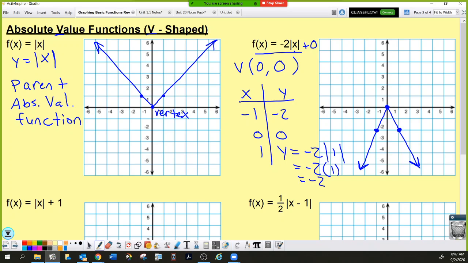I would also like you to start thinking about, I wonder what made it upside down. I wonder what made it look not as wide. I just want you having these thoughts for now.